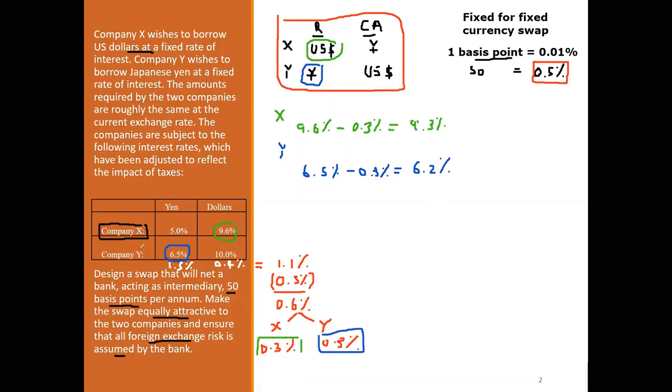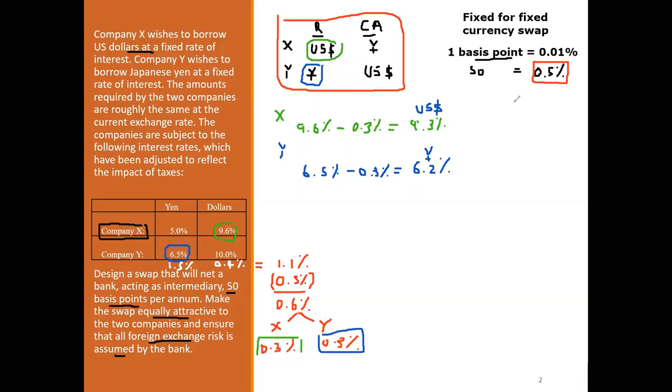And now design the swap. You know that the cost to X should be 9.3% and the cost to Y should be 6.2%. But this 9.3% for X is on a US dollar borrowing, right? On the US dollar borrowing, X would be paying 9.3%. For Y also, Y prefers yen, so this 6.2% should be on a yen borrowing. So this should be a cost in yen, and for X, this should be a cost in US dollars.